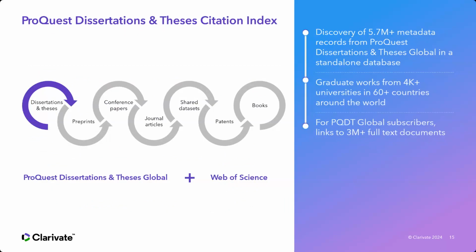Next, we also have the dissertations and thesis citation index that you probably have access to as well. And this allows you to explore over 5 million different graduate works from 4,000 universities around the world. And if your institution subscribes to PQDT Global, which is the full text dissertations and thesis platform, then you can directly link out to view the full text of these dissertations and theses.